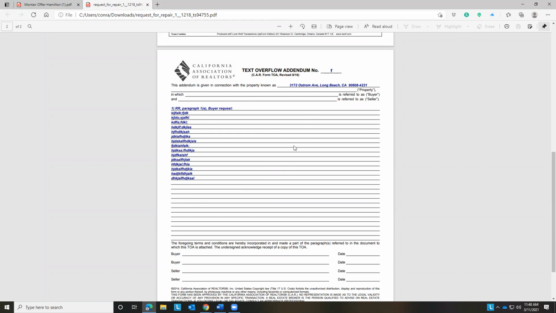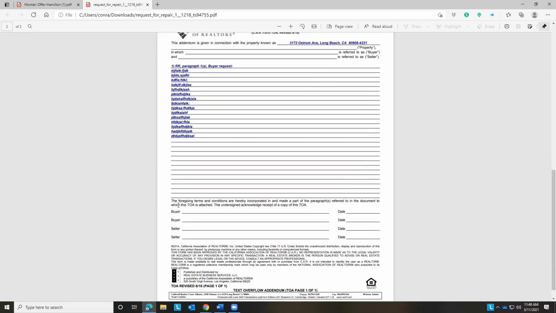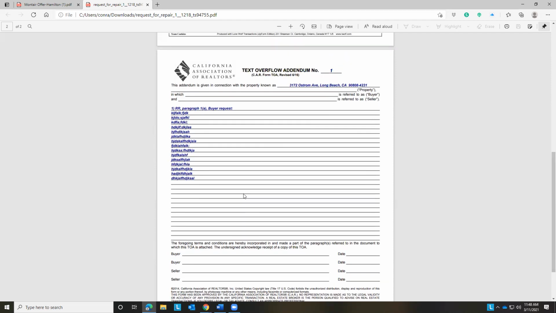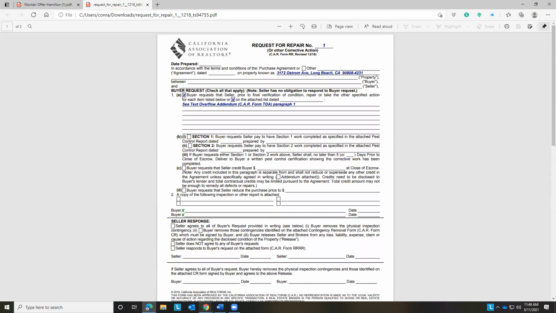Do not use a normal addendum to list the repairs that you want. On the bottom of the text overflow addendum, it says that the foregoing terms and conditions are incorporated in and made a part of this document that it refers to in number 1, the request for repair. The undersigned acknowledge receipt of a copy of this. When the buyer and seller sign this, they're signing that they received it. They are not signing that they've agreed to any of those terms. Okay?